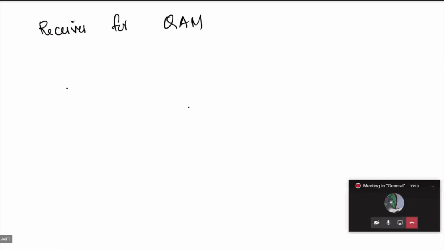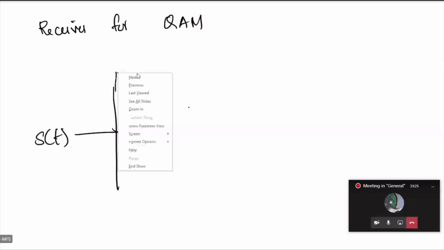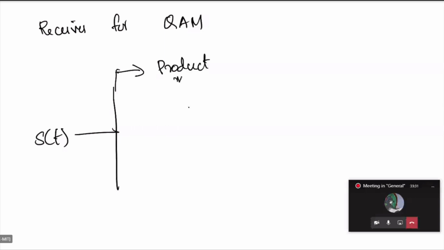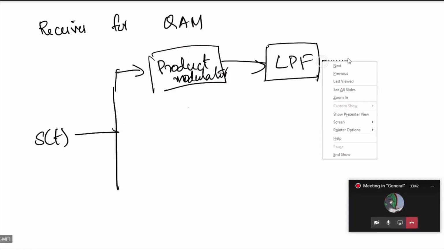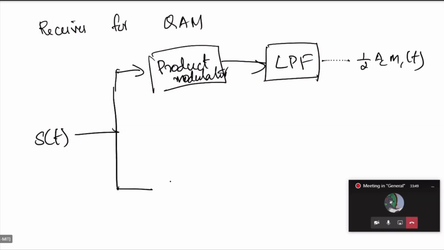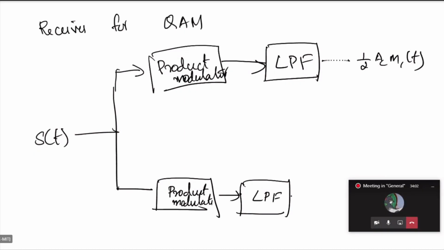For quadrature amplitude modulation, or quadrature carrier multiplexing, the multiplexed signal S of t is coming in. It's coherent detection only. You have a product modulator, then a low pass filter. Here the output will be half AC into M1(t), an output proportional to the message signal. And here you have another product modulator and another low pass filter. Here the output will be half AC into M2(t).